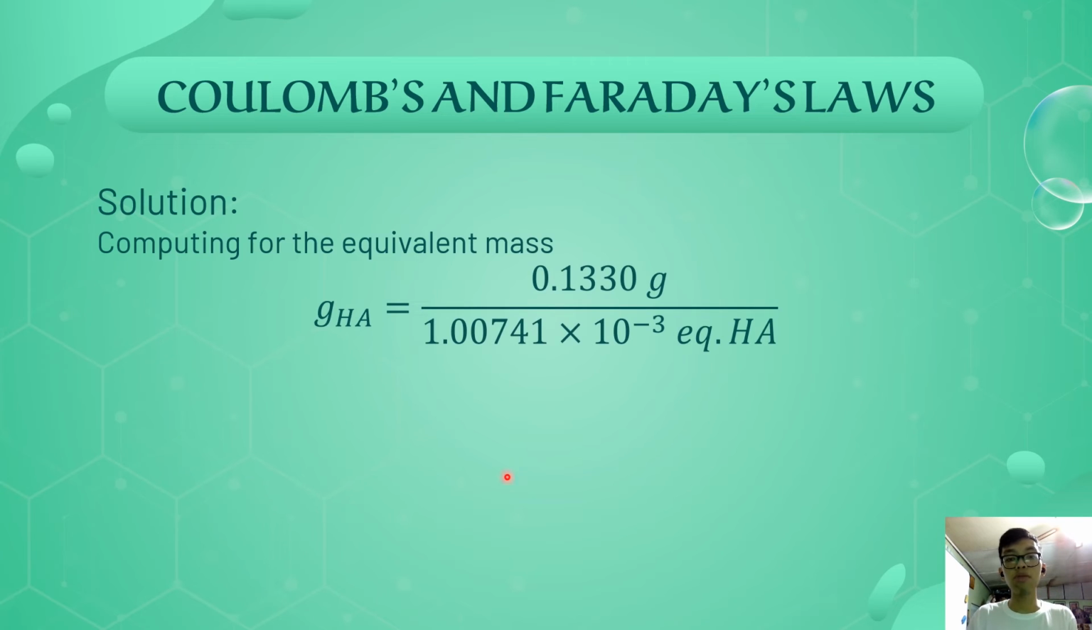So to do that, we will be dividing our sample mass with the number of moles for the equivalent of the organic acid. So that's 0.1330 grams of the sample divided by 1.00741 times 10 to the negative 3 of the equivalent organic acid, and that gives us 132.022 grams of our organic acid. And this is the final answer.